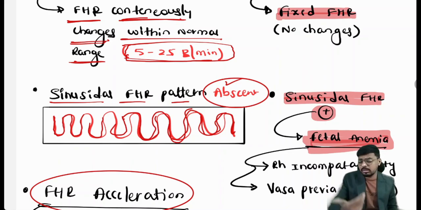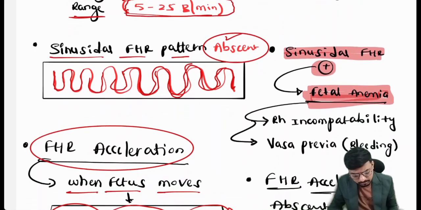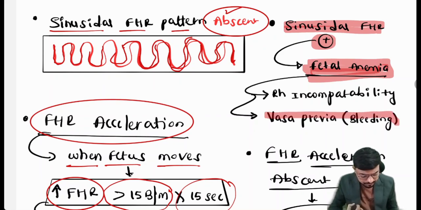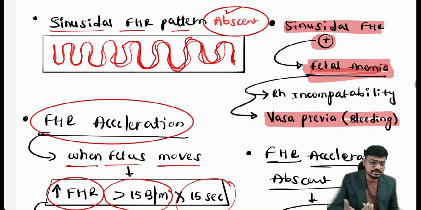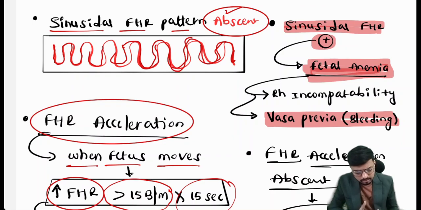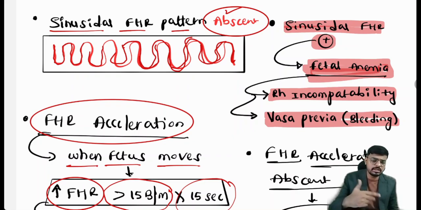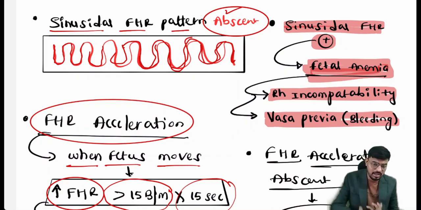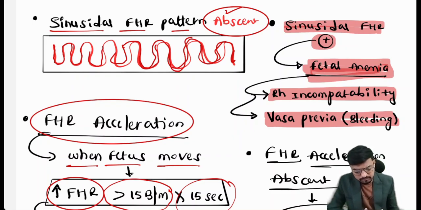Fetal anemia happens when blood is leaking out of the baby, meaning bleeding from the umbilical cord. That is in the case of vasa previa, due to the hemorrhage. Due to the bleeding there is less blood, so fetal anemia may happen. Or else the blood is breaking down inside the fetus, due to Rh incompatibility. Hemolysis is happening inside the fetus due to Rh incompatibility, so at that time also fetal anemia may happen.